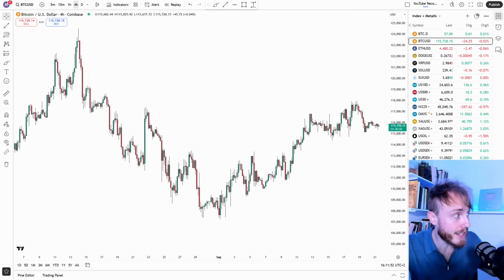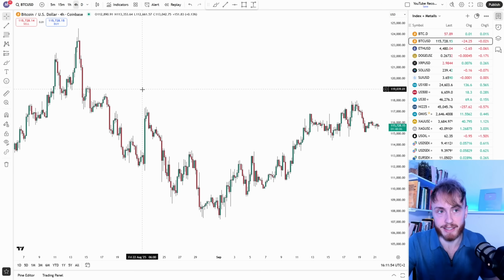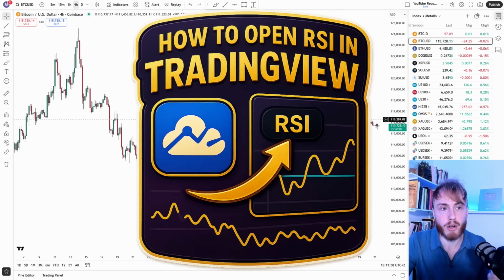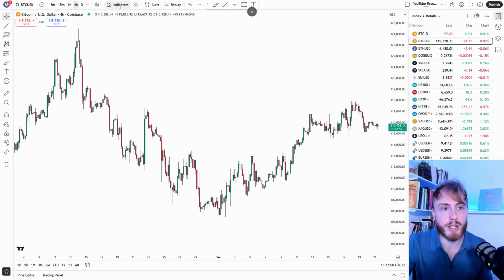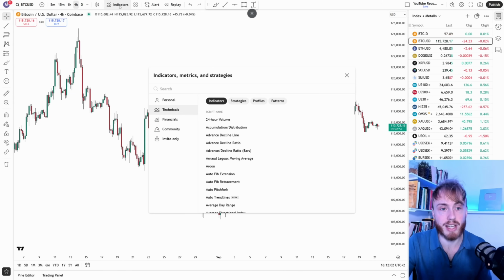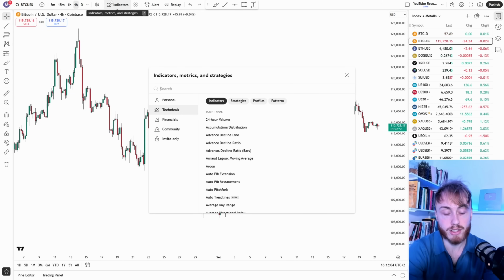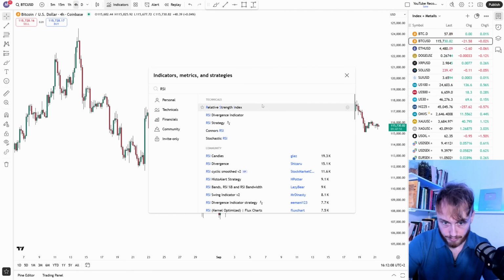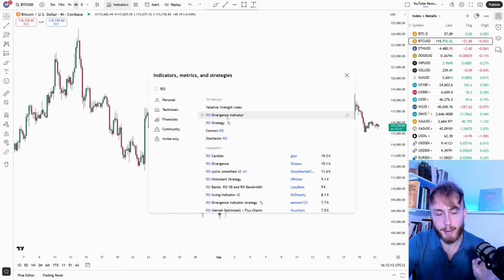And the RSI is one example of a free indicator. So let's begin here by taking a look at how to open up the RSI. To open up this RSI, you want to navigate up here to the Indicators tab in TradingView, and then you simply type in RSI. And now you can see that multiple RSI indicators appear here on the chart.